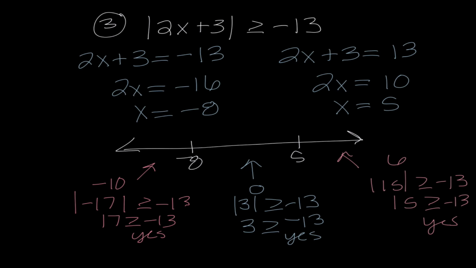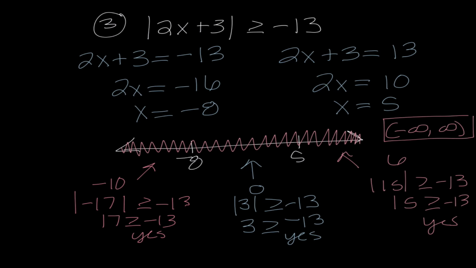So if I was shading what our solutions tell us, I'm shading everything on the number line. We would write this in interval notation as negative infinity to infinity. And if we look back to the original problem, how did I know that this was going to happen? Well, I know negative 13 was kind of weird. I know an absolute value, its output has to be positive. So this is telling me a positive number is greater than negative 13. Well, that's always going to be true. So even without doing all my work, I could have deduced that this was going to be our final answer.